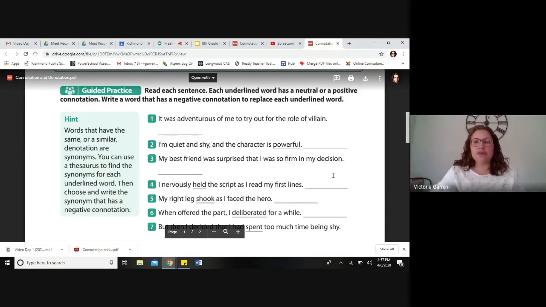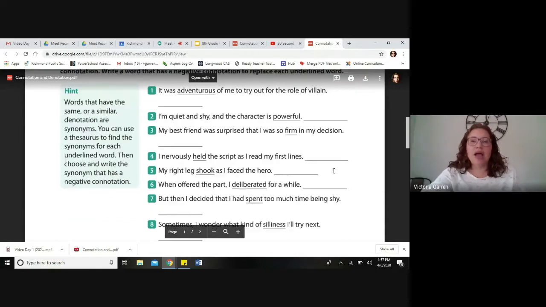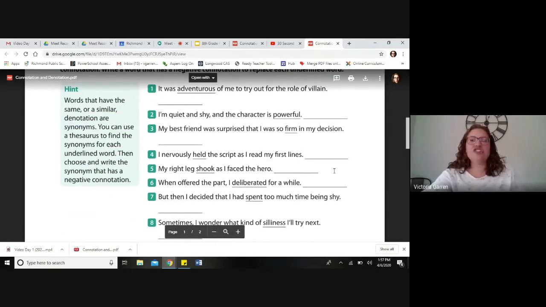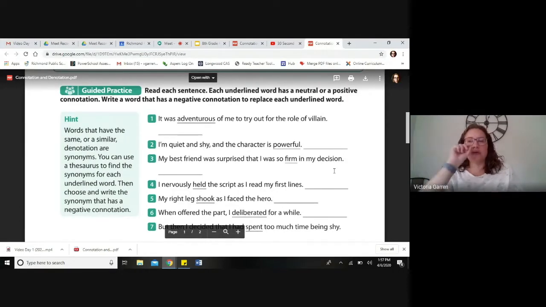Let's do number 2 together. I'm quiet and shy, and the character is powerful. So the word powerful means full of power. You have a lot of power in some way. Maybe it's physical power, maybe it's mental power, but somehow you have a lot of power, a lot of control. Okay? Think of a negative word that we could use to replace the word powerful.